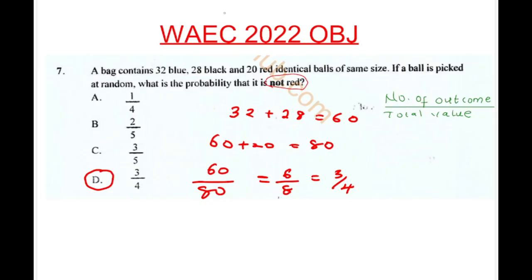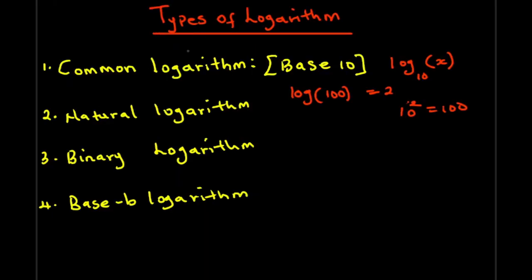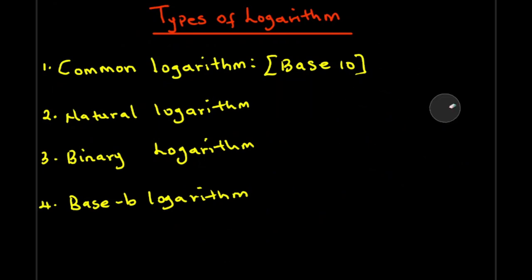Now we have something else to look at. We have types of logarithm, which we're going to do one by one, okay? So we have the common logarithm, which we call the base 10 logarithm. We have natural logarithm, we have binary logarithm, we have base p logarithm. So we're going to look at all these types of logarithm one by one in the next video.